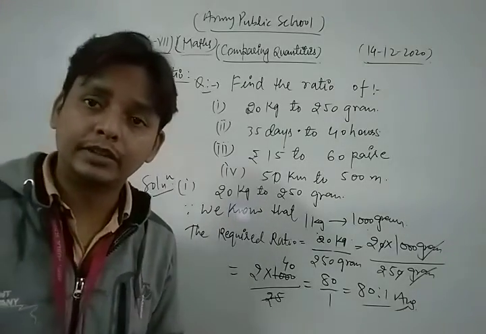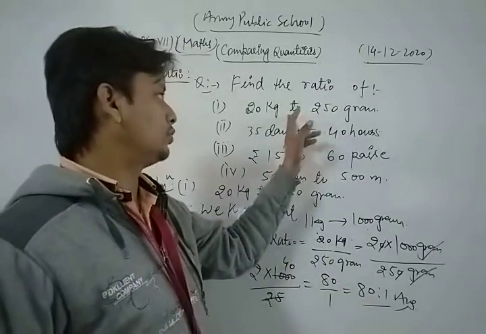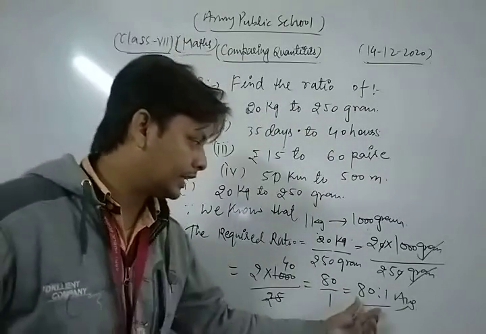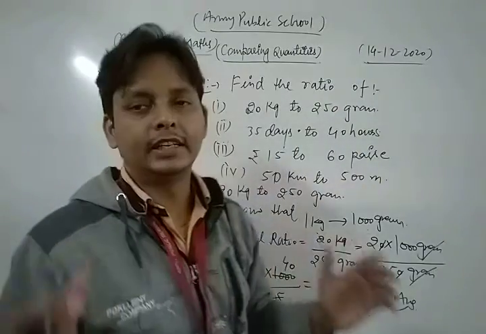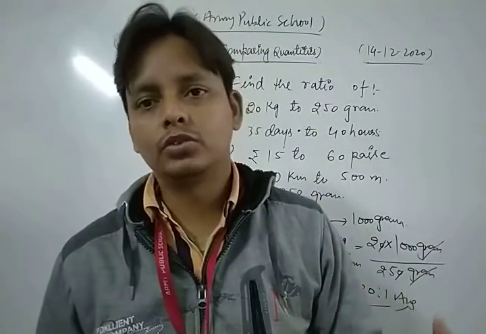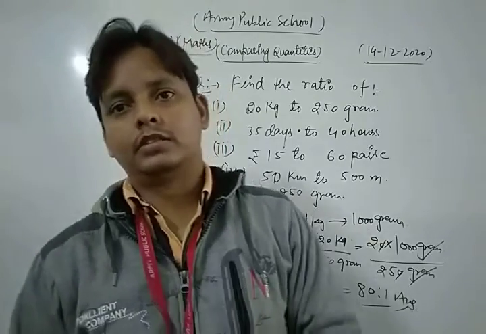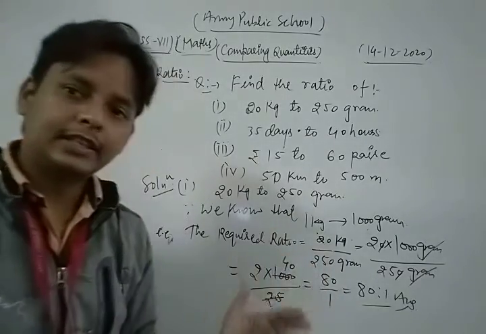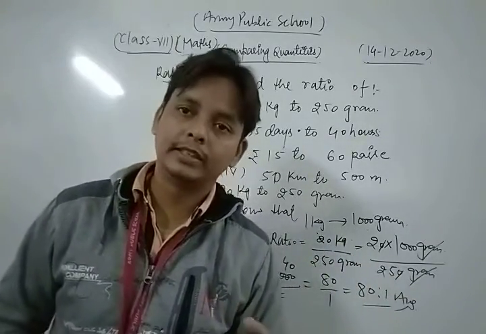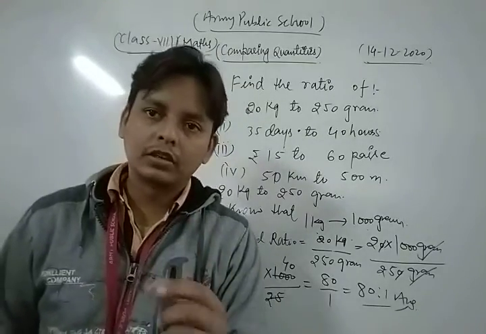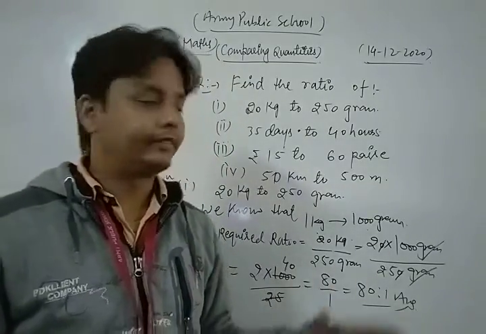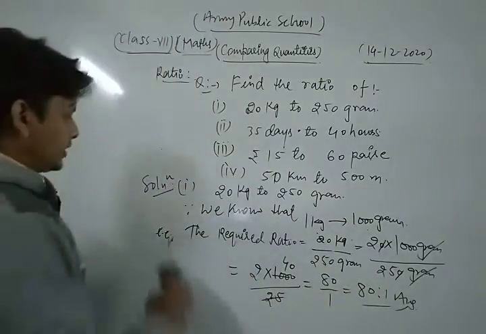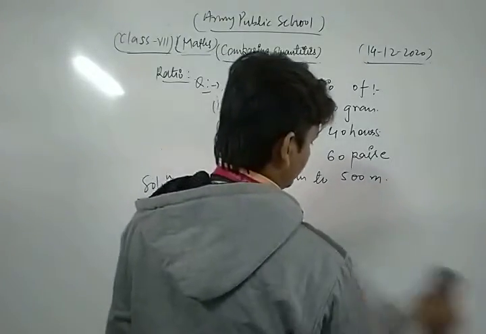Thus, dear student, in this way the ratio of 20 kg to 250 gram is 80:1. Dear student, 80:1 is our required solution. Is that clear everyone? Similarly, in finding the ratio between two similar quantities, first of all we convert into the same units. After that we can solve this type of question very easily. Now let's see the next part of this question.